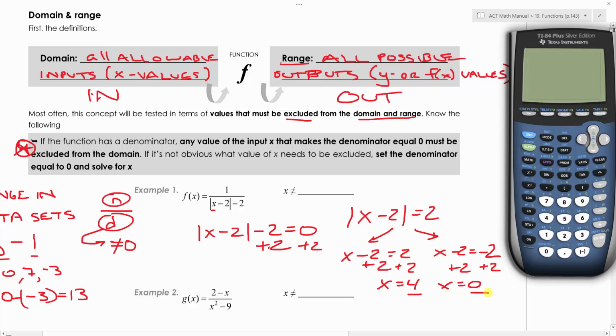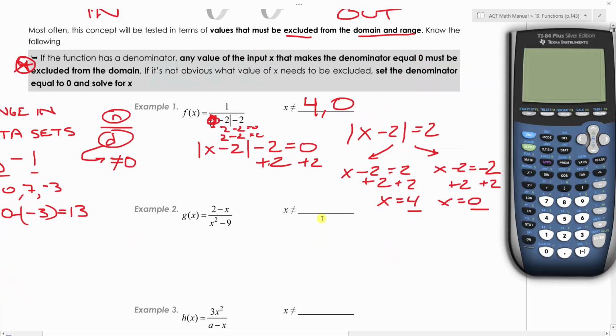Both of these values, x equals 4, x equals 0, when they go into this position, we are going to produce a 0 in the denominator. 4 minus 2 is 2. Absolute value of 2 is 2, so that would be 2 minus 2, which would equal 0. And when 0 goes in, we have 0 minus 2, which is -2. Absolute value of -2 is 2. So again, 2 minus 2 is 0. So we have to exclude the 0 and the 4 from the domain. X cannot equal 4 or 0, or else this function will be undefined.